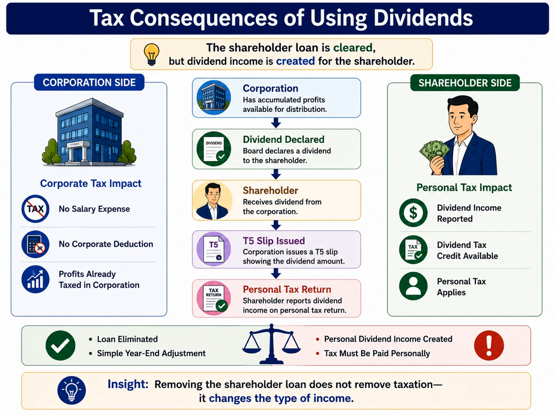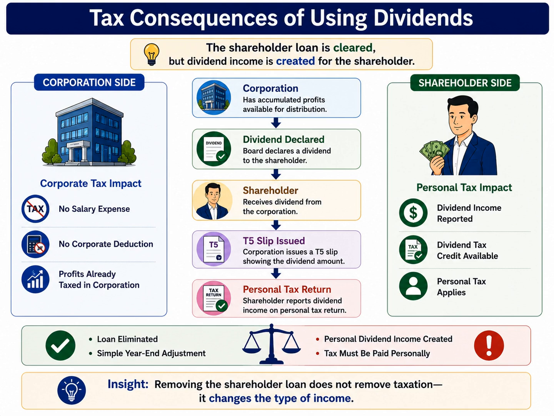Canada's tax system is designed to reduce the possibility of double taxation by providing a dividend tax credit that recognizes that corporate tax has already been paid on the underlying profits. Even with the dividend tax credit, however, personal tax still applies. The shareholder cannot simply eliminate the loan balance without any tax consequences. This is why accountants often describe dividends as a reclassification rather than a tax elimination strategy.